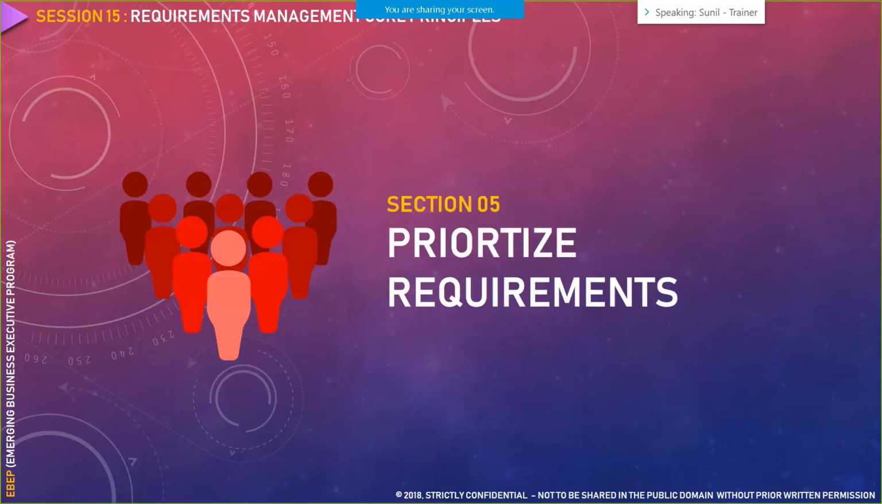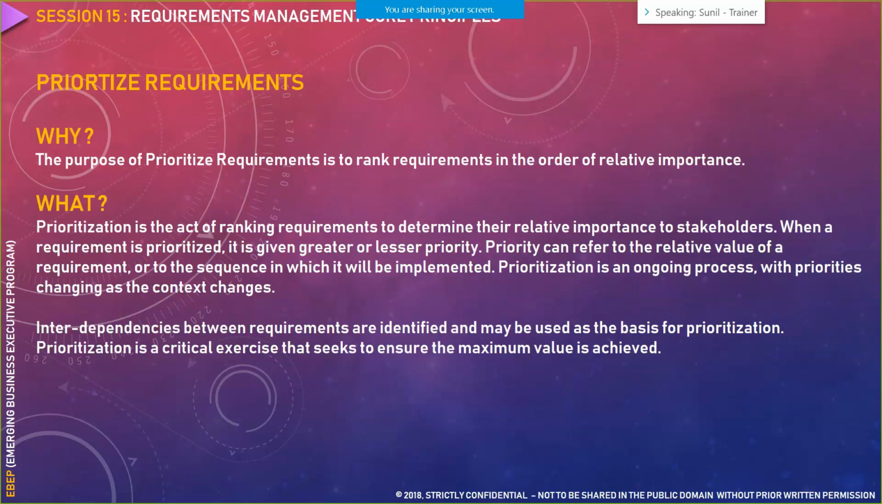Now, the next step is prioritizing the requirement. We have traced the requirement, we have maintained the requirement. Now it's time to prioritize the requirement. Prioritization of the requirement is to rank the requirement, like we already saw, on the basis of their importance to that particular project. And what do we achieve after prioritizing a particular requirement? We find the interdependencies between the requirements, the complexity, the size of the requirement, and all of that.